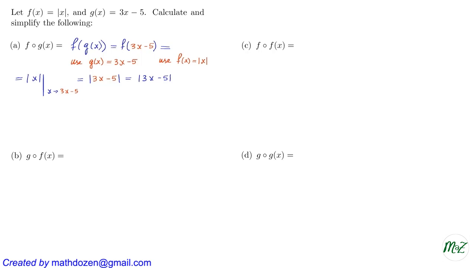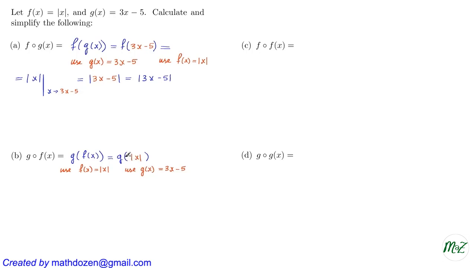Now if we look at the second composition, it's g applied to f of x, or g circle f of x. So this is the same as g of f of x. We start inside out, so the innermost function is f of x, and the formula for that is that f of x is the same as absolute value of x. So replacing that with absolute value of x, we end up with g applied to absolute value of x. And now we use that the formula for g is 3x minus 5.